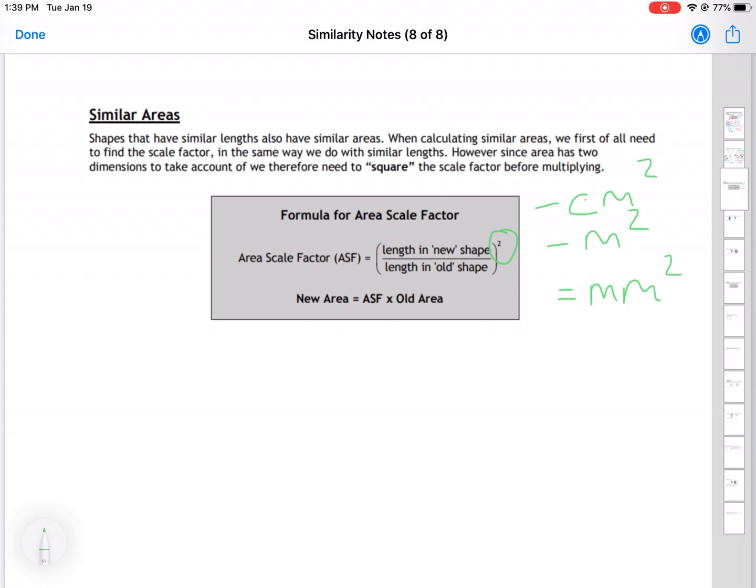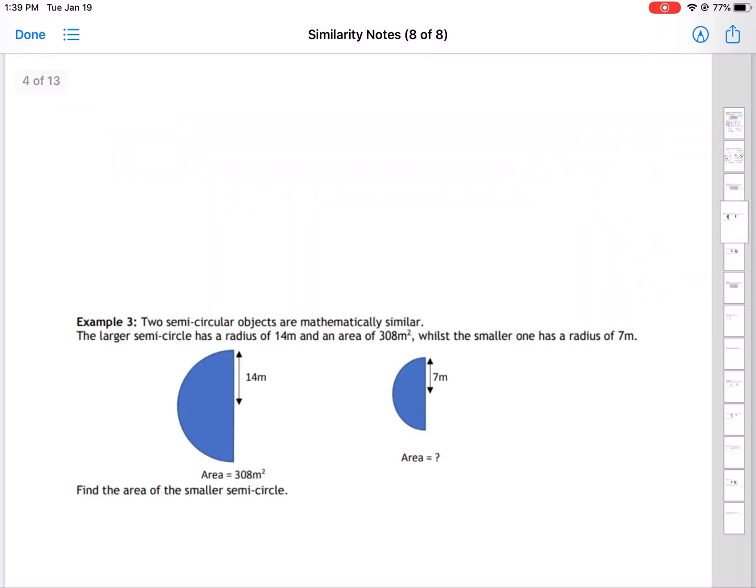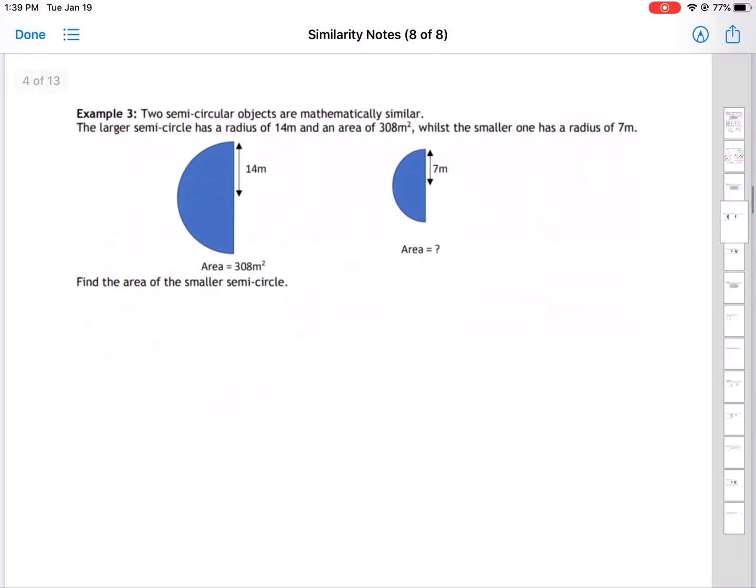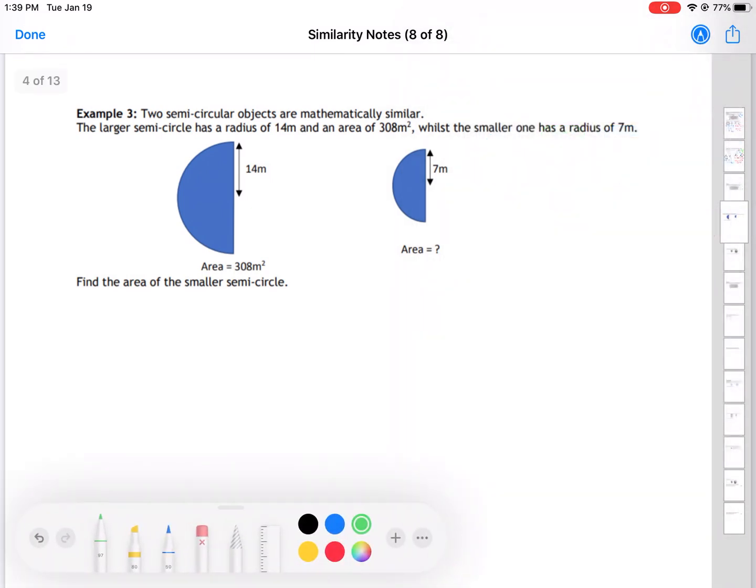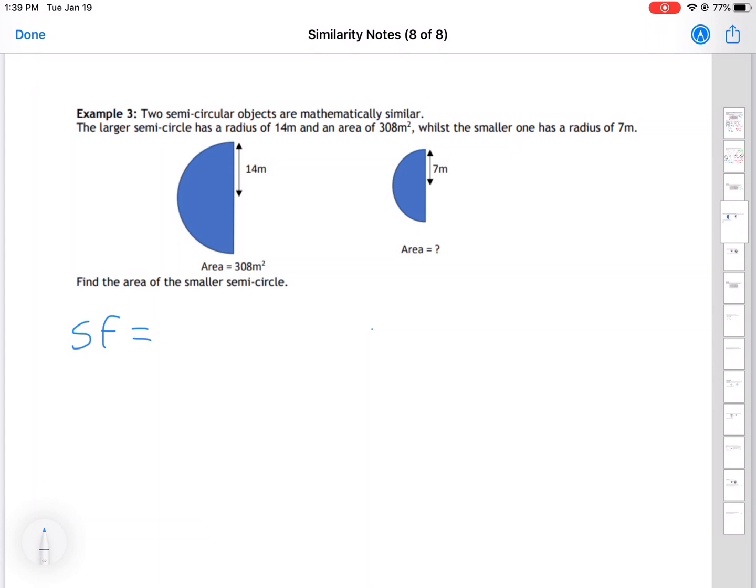So that is our process for similar areas, and we'll see a couple of examples now. So this is example 3 from the notes. I'm going to start this now. So scale factor is new over old. The shape that we don't know something about is always the new one, so that's the one on the right hand side here, and the one on the left is the old.